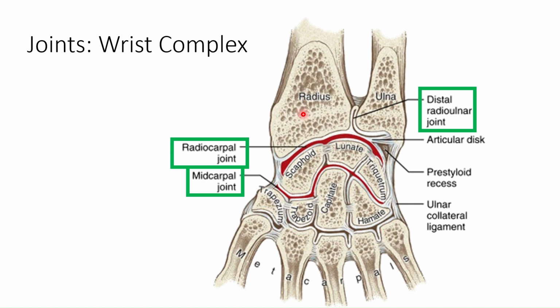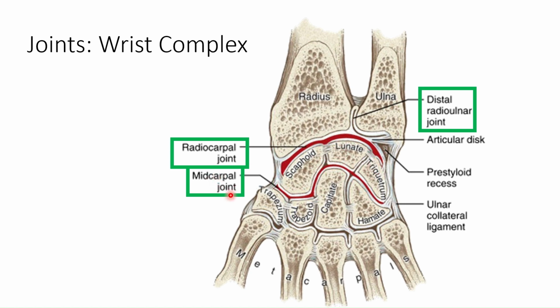Formed by the distal radius and the ulna, the distal radio-ulnar joint is a synovial pivot joint formed by the articulation between the ulnar notch of the radius and the articular disc and the head of the ulna. The radiocarpal joint is an articulation between the radius and the radio-ulnar disc, which is a triangular fibrocartilage complex with the proximal row of carpal bones, specifically the scaphoid, the lunate, and the triquetrum.